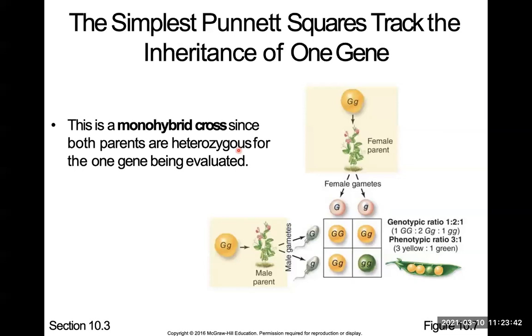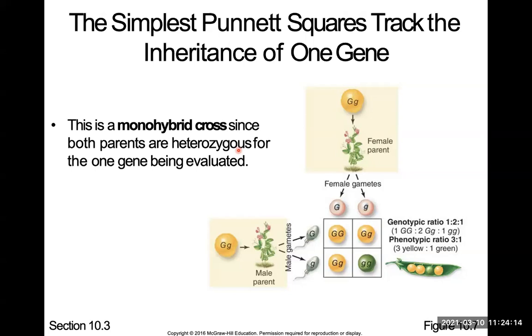This is called a monohybrid cross, and the reason is because you're only looking at one gene. You're not looking at multiple genes, 2 genes. A dihybrid cross, you're looking at 2 genes. So today we are only going to work up to monohybrid cross. We're not working on dihybrid. Next time is dihybrid.